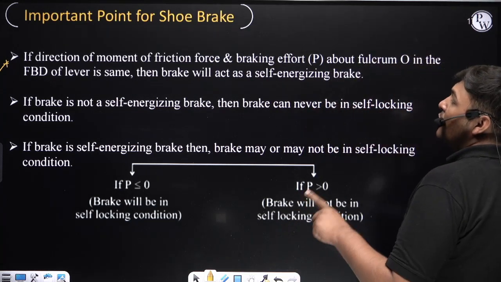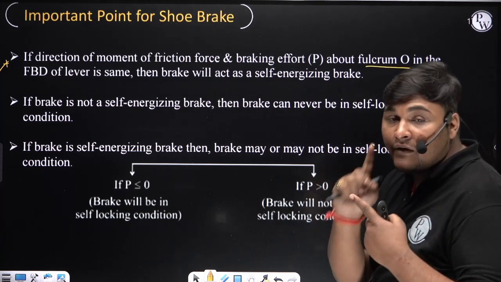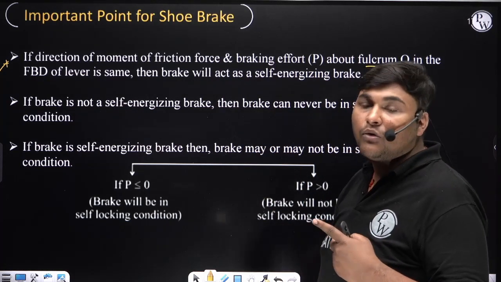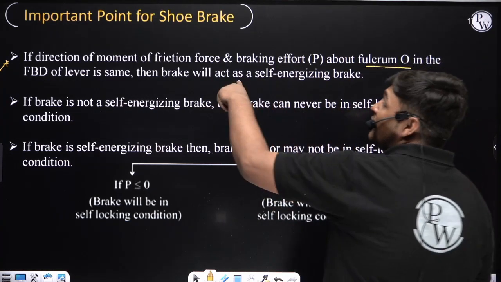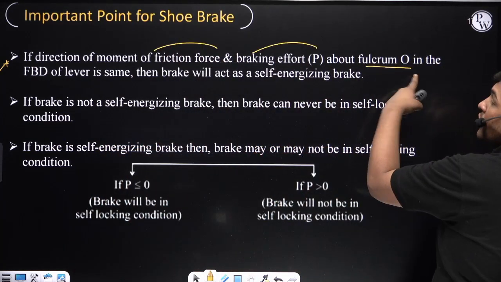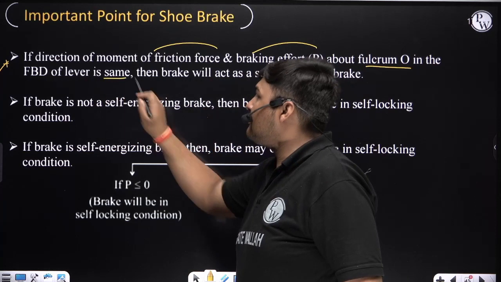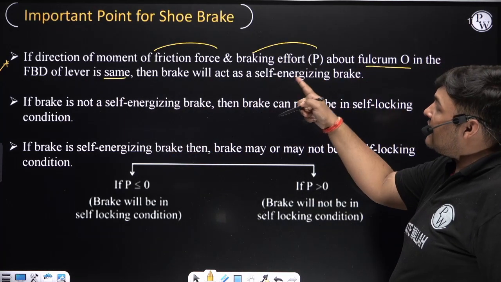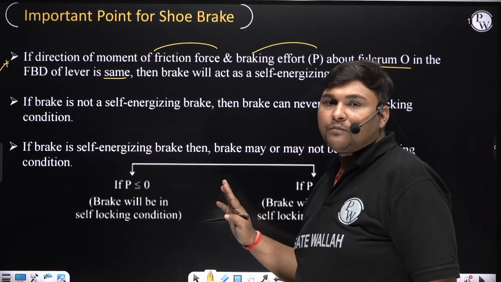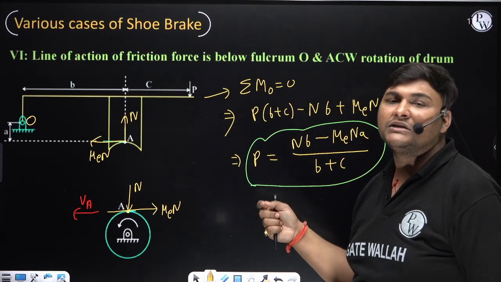If the direction of moment of friction force and braking effort about fulcrum O, take moment about fulcrum O. If you want to remember this conclusion, you have to take moment about fulcrum O and only see the direction. If the direction of moment of friction force and braking effort about O in the body of lever is same, this is the key point, then that brake will act as self-energizing brake. If you want to remember this, you can. But if you don't want to remember, by deriving the expression of P, you can easily make the conclusion whether brake is self-energizing or not.